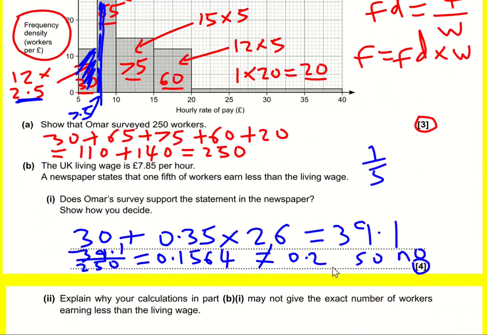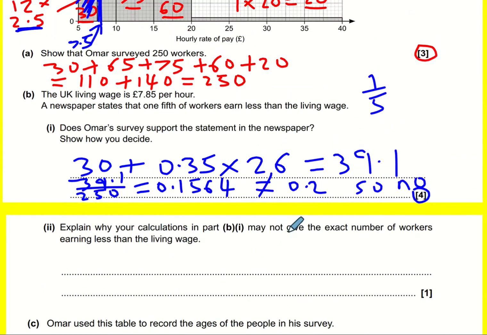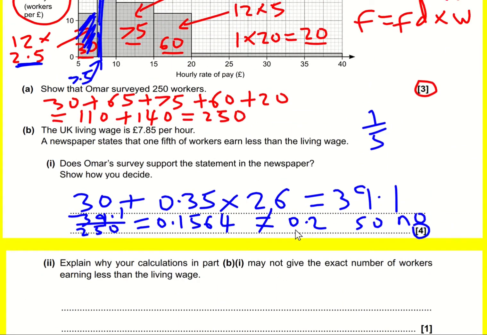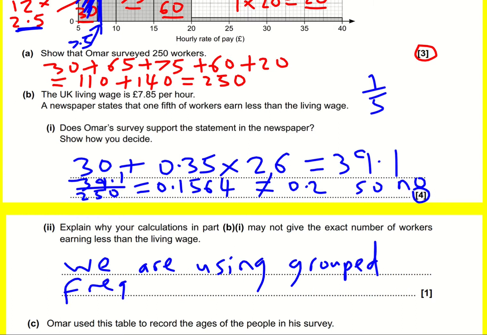Explain why calculations in B part 1 may not give the exact numbers of workers earning less than the living wage. Because we're using grouped frequency. What do I mean by that?